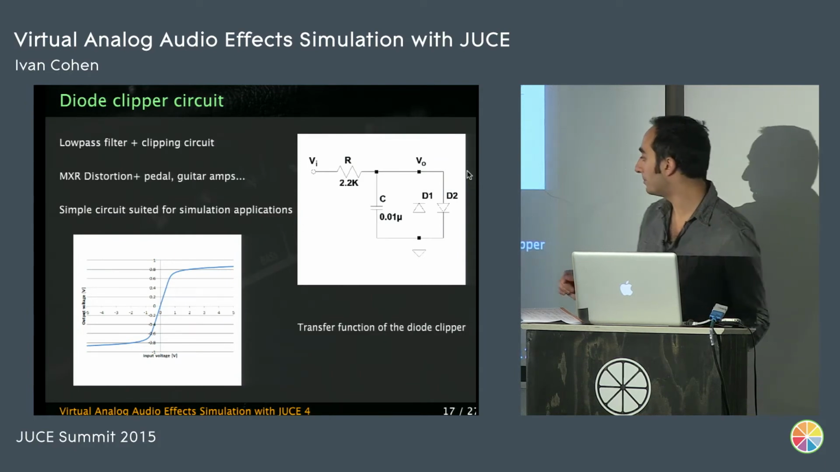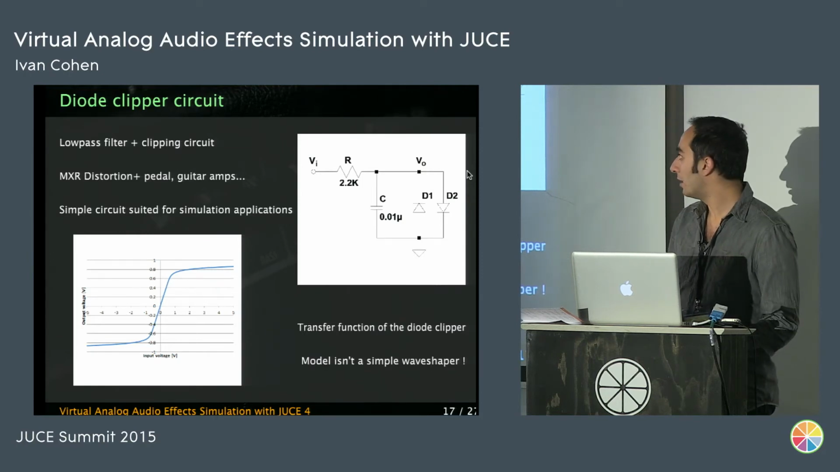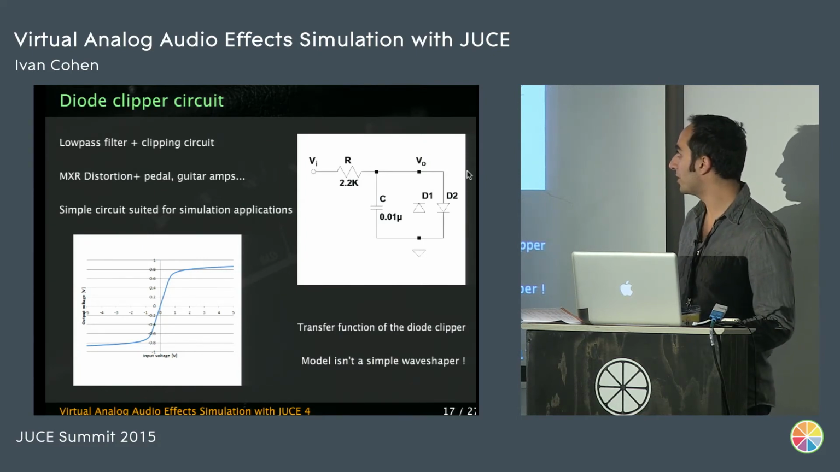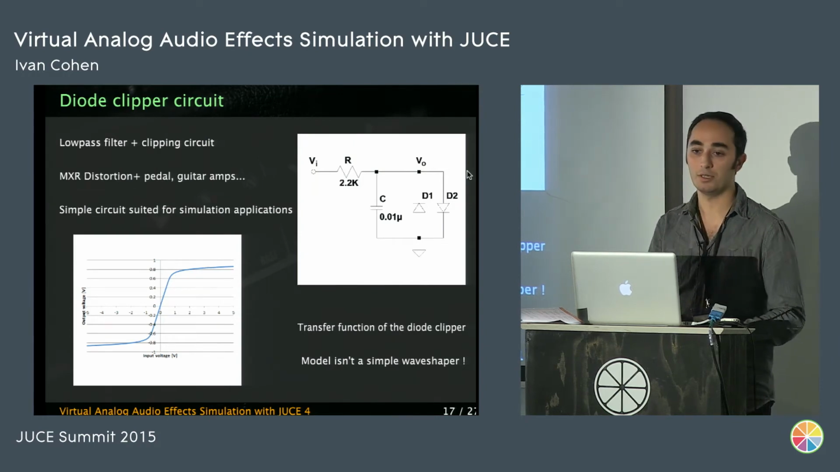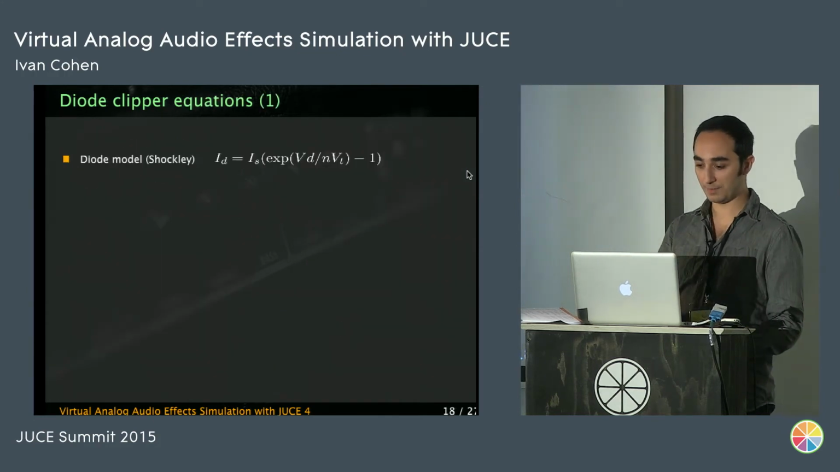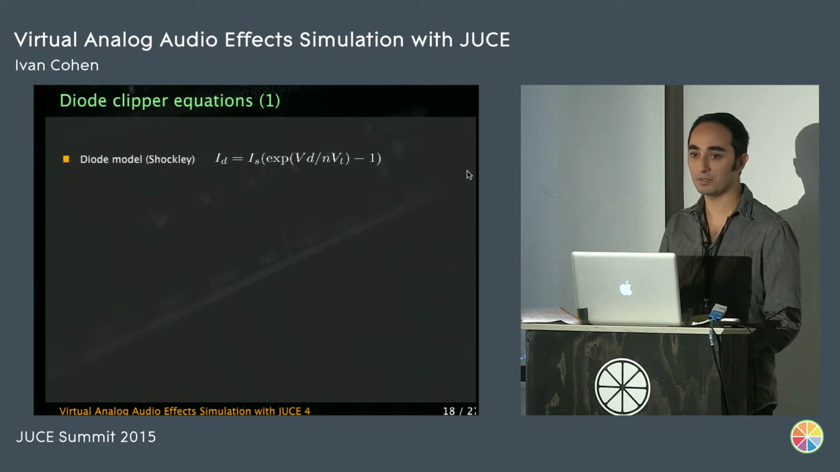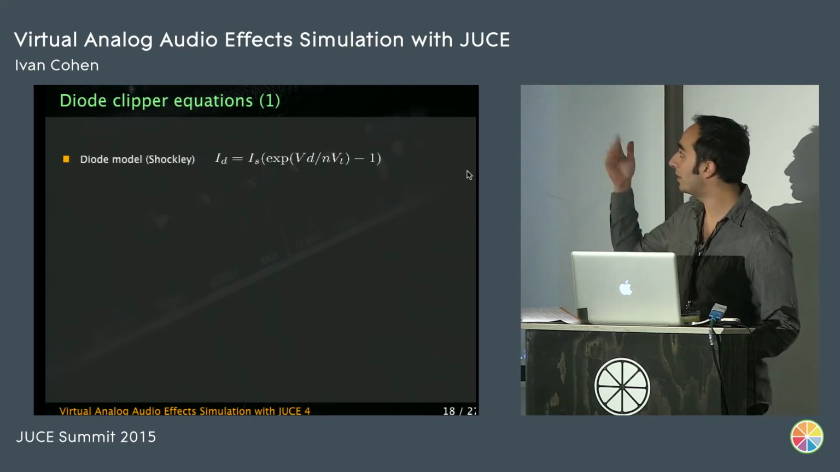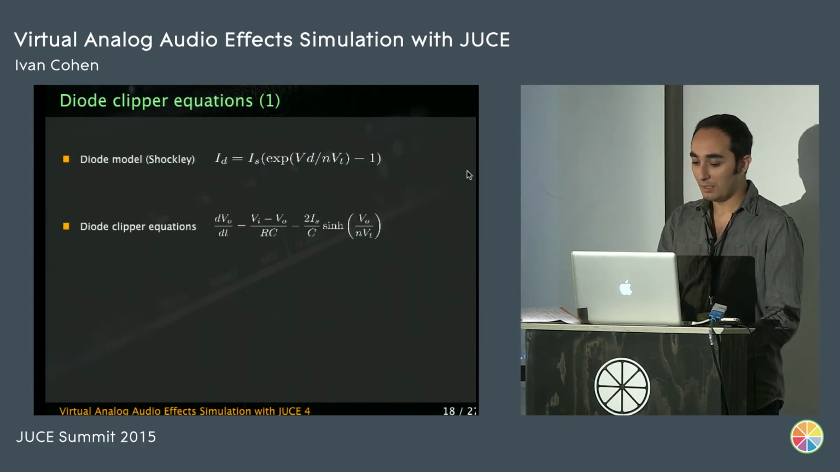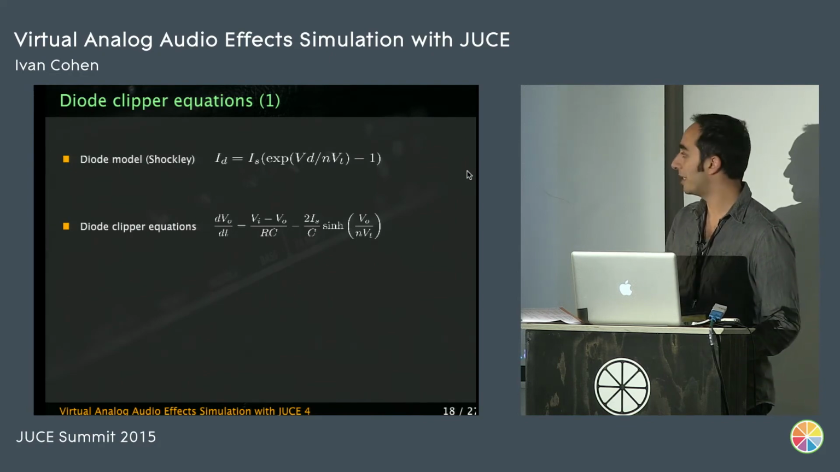And this is the nonlinear static transfer function of the diode clipper. But doing the modelization is not just taking this function and doing some wave shaping. You need to also consider the interaction of the other components with the nonlinear static transfer function, and I'm going to show you how we do that. So we start with the diode model, which expresses the current going through the diode depending on its voltage. This is the equation you get with the Kirchhoff laws from the schematic we have just seen.